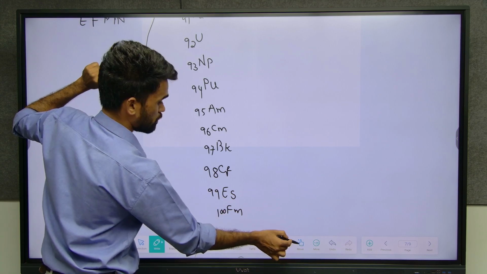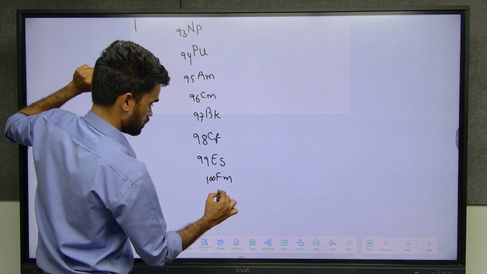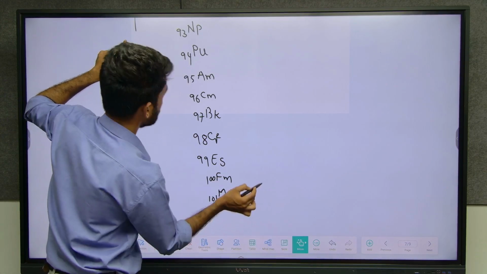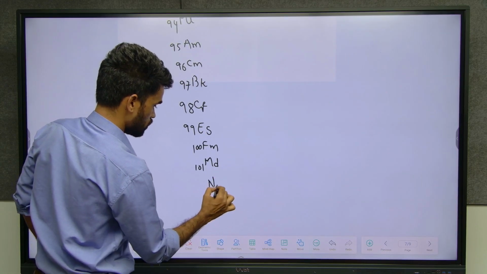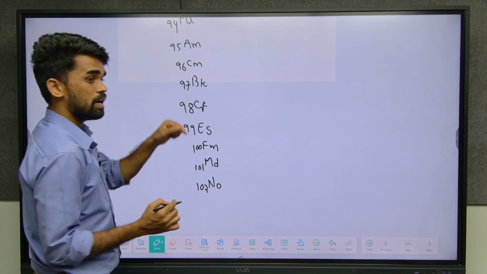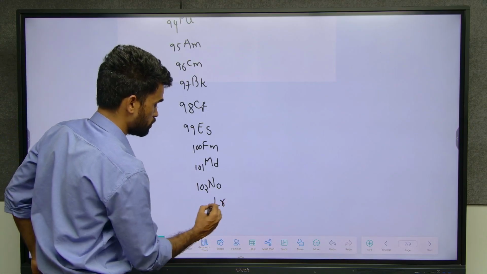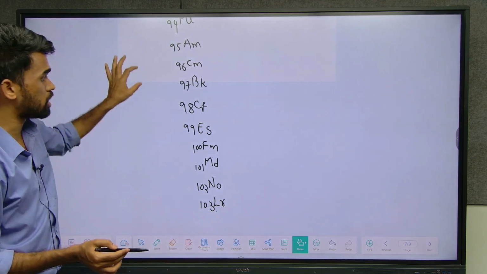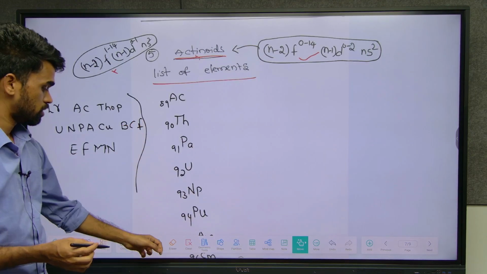Next, 101, mendelevium, Md. Next, last one, nobelium, 102. And we started with one actor name, Lawrence, that is lawrencium, 103. That's it. So these are the elements. We got the list of elements. Now write their electronic configurations.